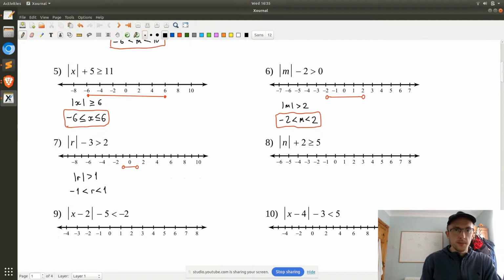Eighth one. Take 3 from both sides. Pincer it between -3 and 3.